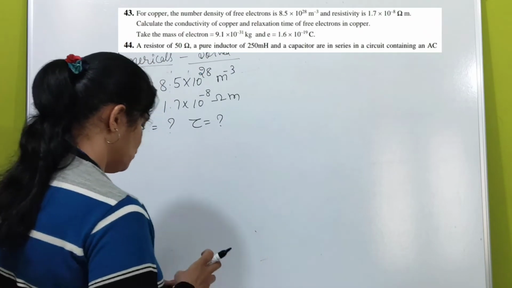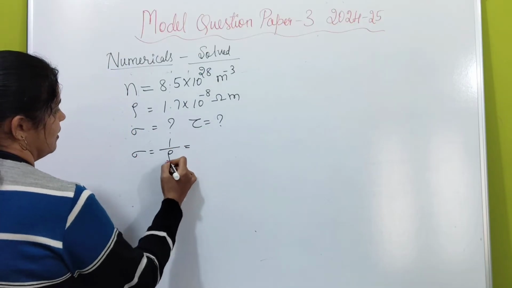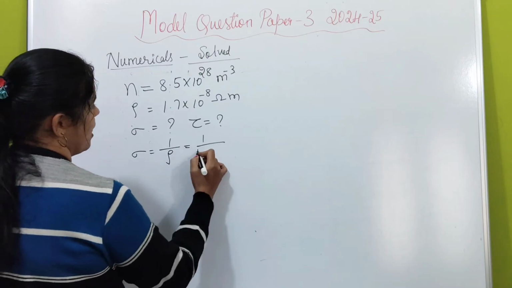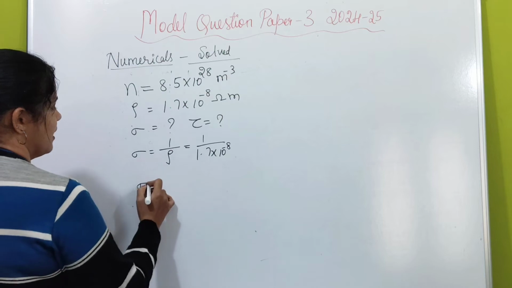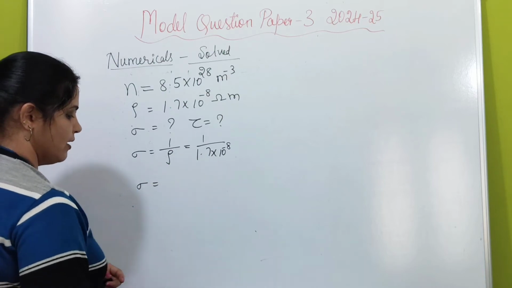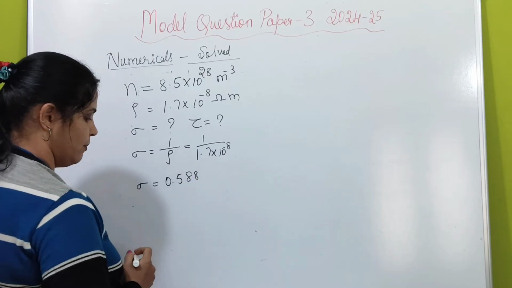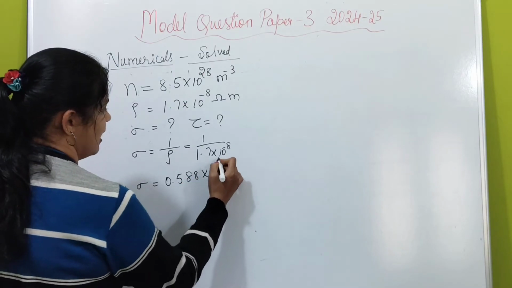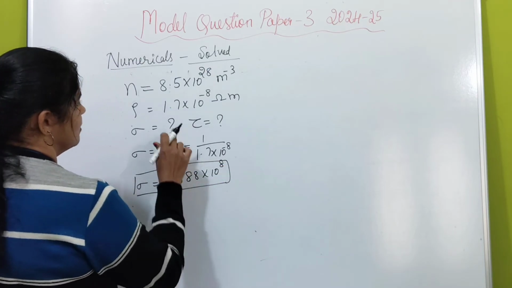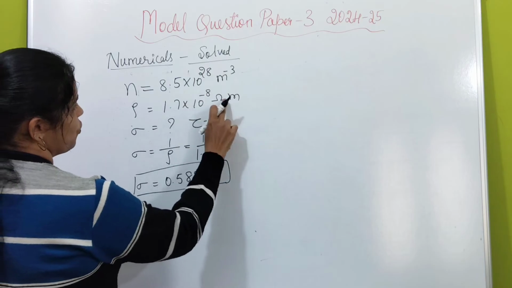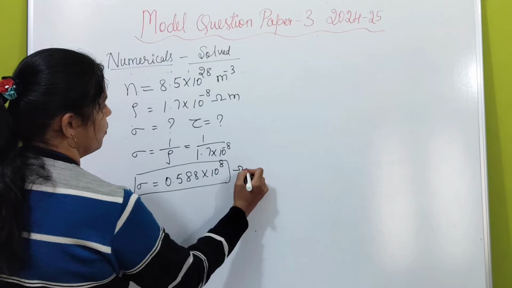So for that, let us use this relation. Conductivity is reciprocal of resistivity, right? So therefore it is 1.7 into 10 to the power minus 8 reciprocal. So if I calculate the reciprocal of 1.7, I'll come to know that it is 0.588, and this 10 to the power minus 8 becomes plus 8. So this is the answer. And this resistivity SI unit is ohm meter, conductivity is ohm per meter.